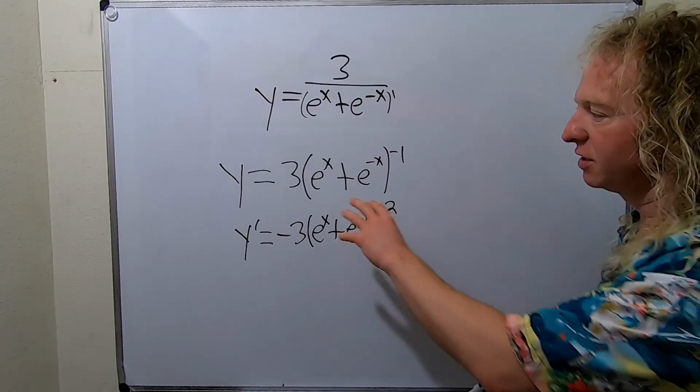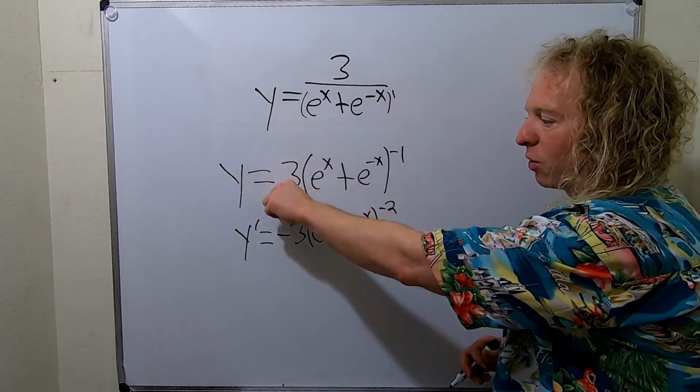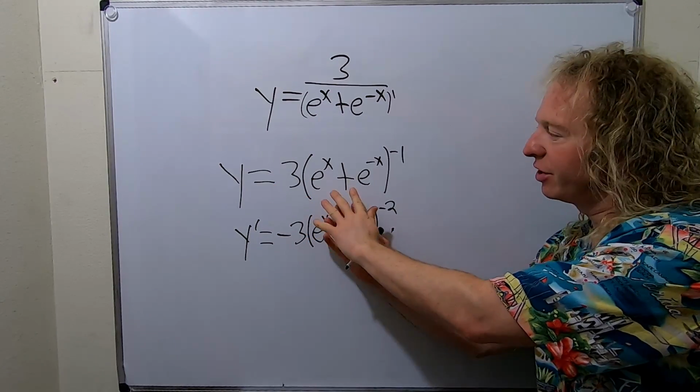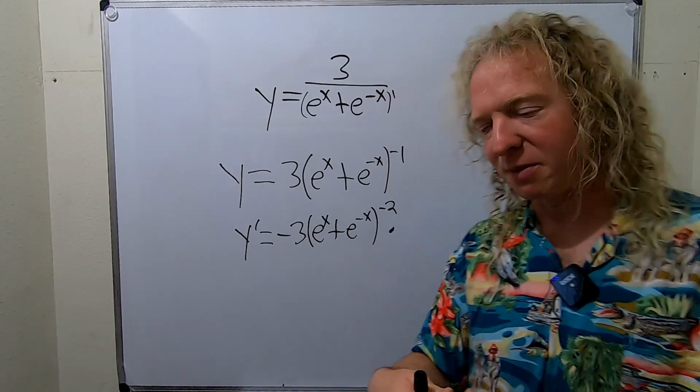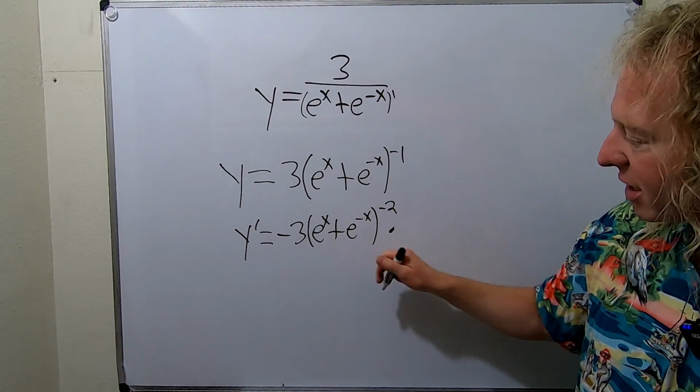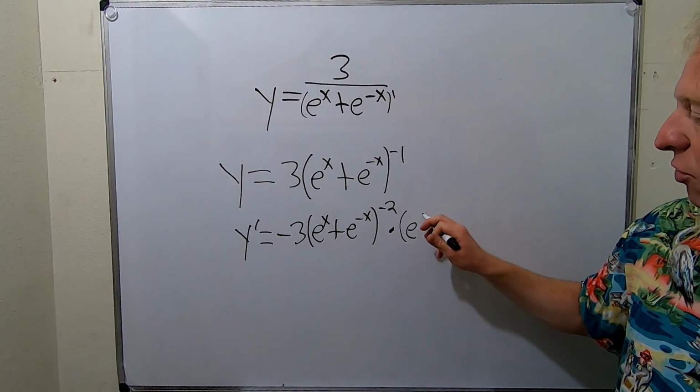So again, this is a constant, so it hangs out. We can put the negative 1 in the front, leave the inside untouched, subtract 1. Now you multiply by the derivative of that inside piece. So the derivative of e to the x is e to the x. Notice I'm putting a parentheses here.